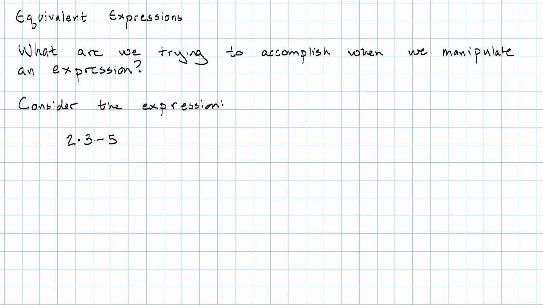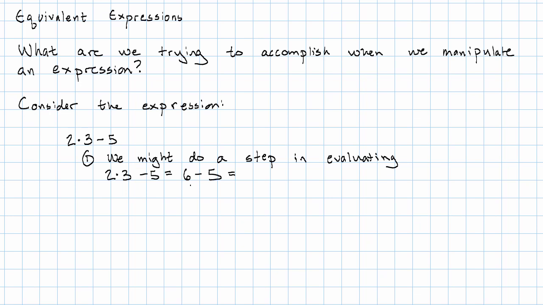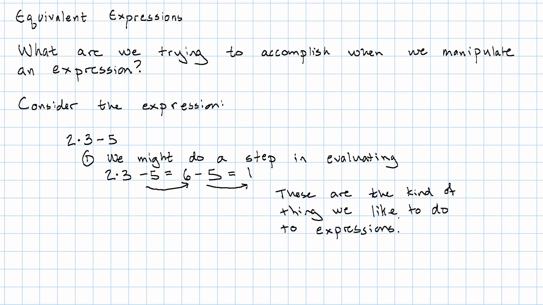So here we have the expression 2 times 3 minus 5. There are a couple of manipulations that might occur to us to do here. One, we might do a step in evaluating this expression. So we might take 2 times 3 minus 5. 2 times 3 is 6. And that works out then to 1. The bit where we multiply 2 times 3, the bit where we subtract 6 minus 5, these are the kinds of things we like to do to expressions.